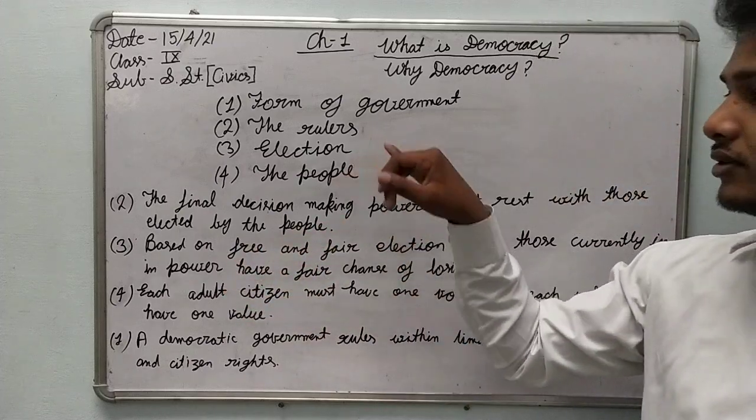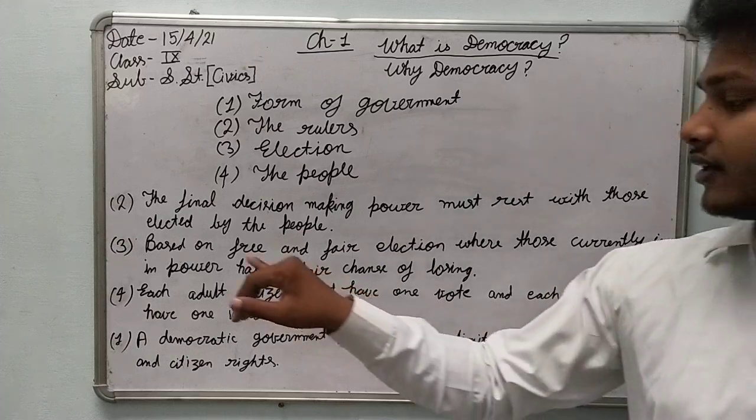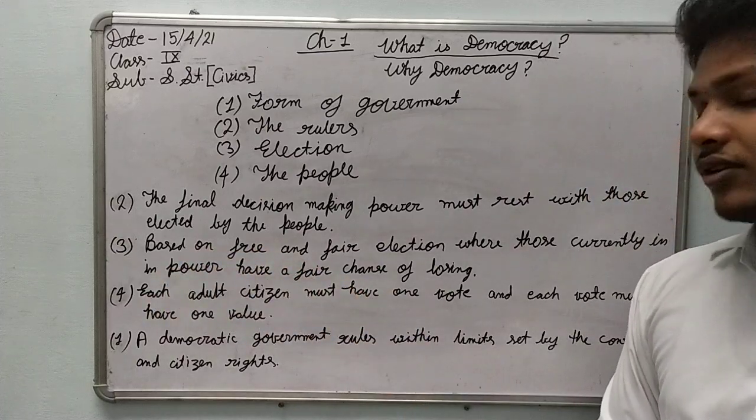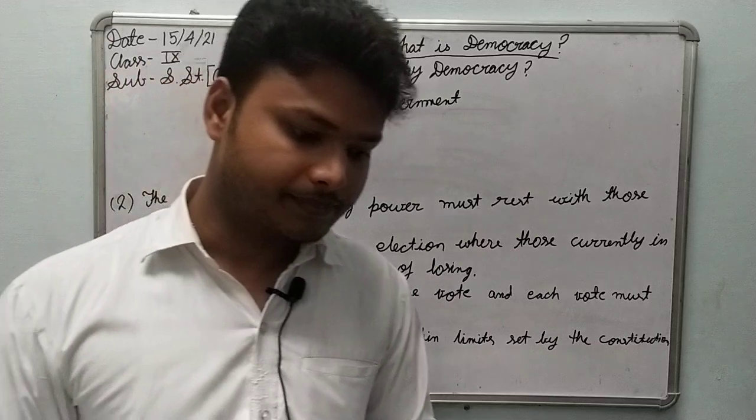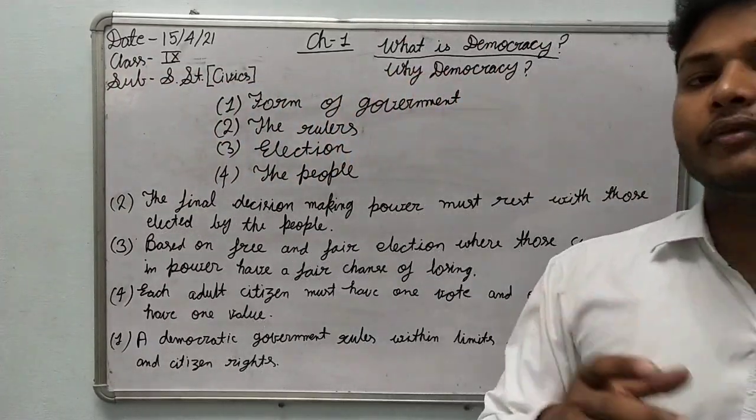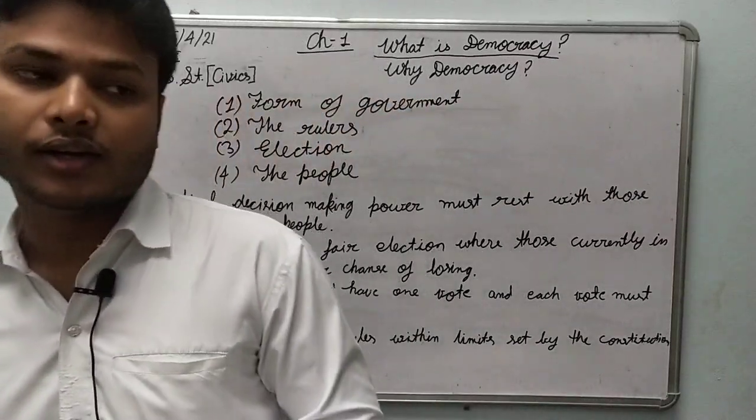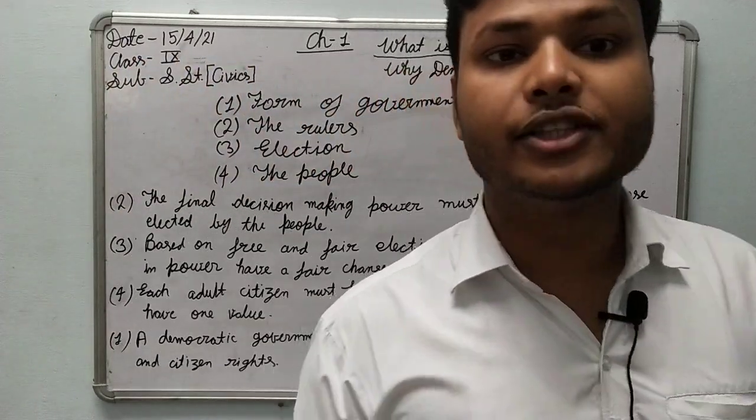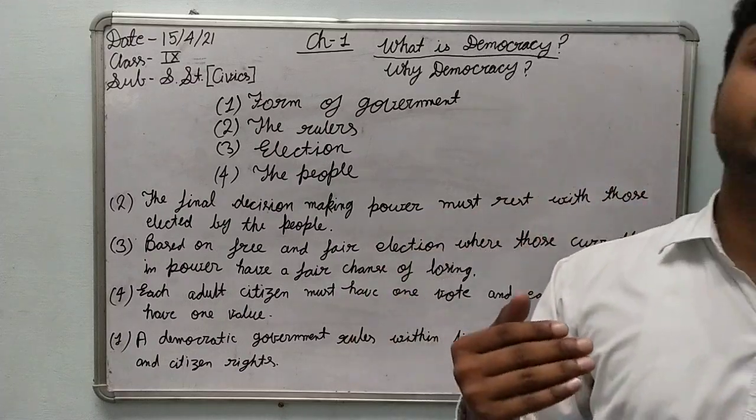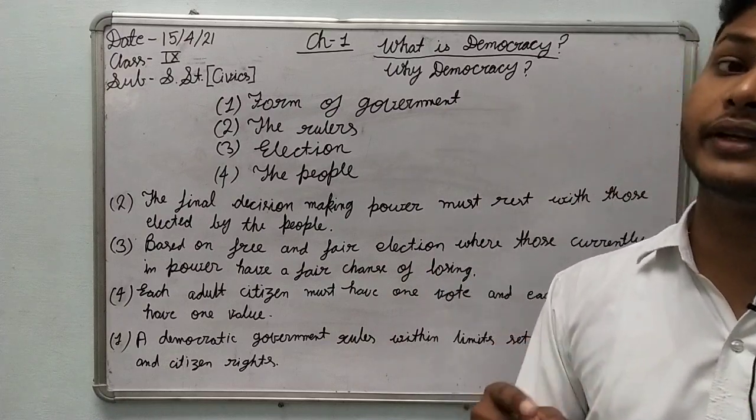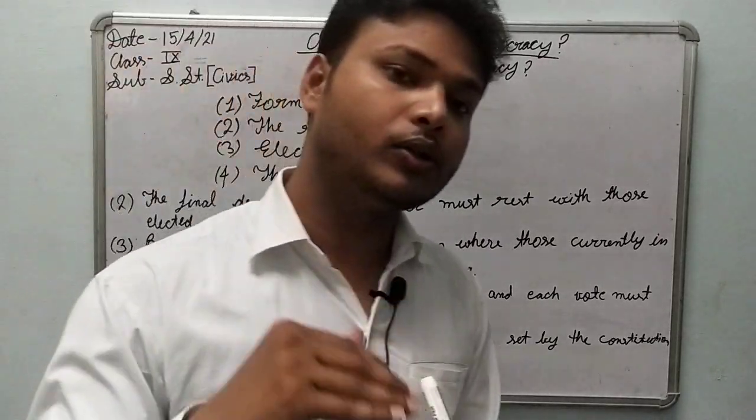That means this point is related to the word election. Based on free and fair election, where those currently in power have a fair chance of losing. What is the meaning of this line? That means in a democratic government elections will be there, but they will be based on free and fair elections. In those elections there should be no problematic conditions, no condition in which a person who is already in power can change things according to himself. That means the election will be free and fair so that each and everybody has a fair chance of winning and losing, whether he is in power or not.